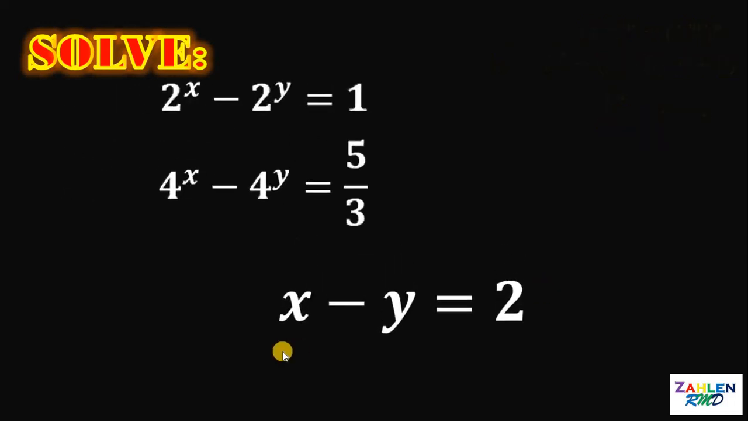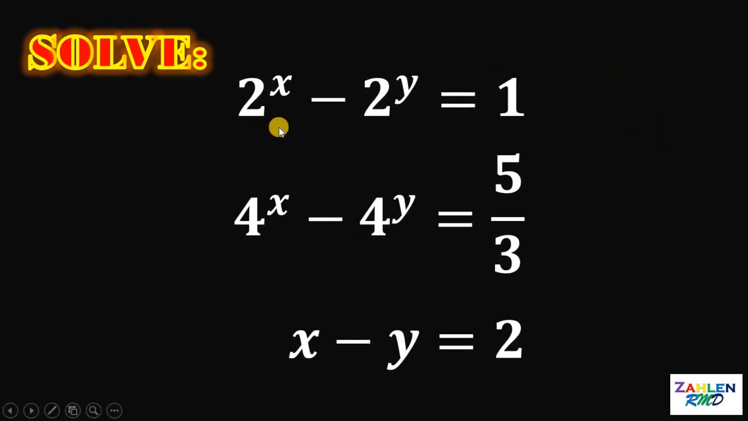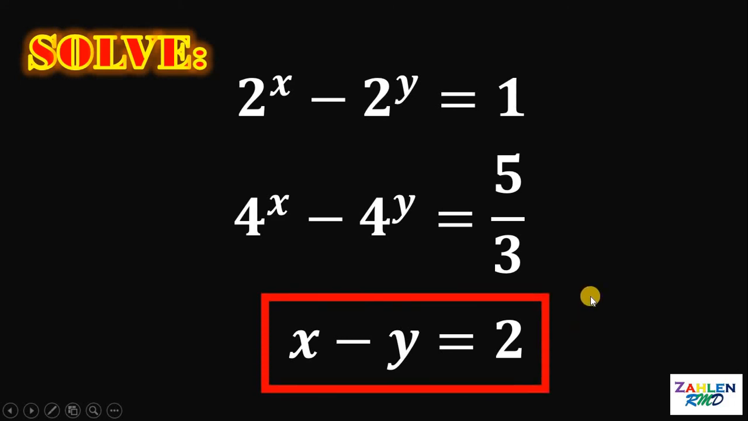Therefore, the value of x minus y, given the equations 2^x − 2^y equals 1 and 4^x − 4^y equals 5/3, is simply equal to 2. And as always, we are done.